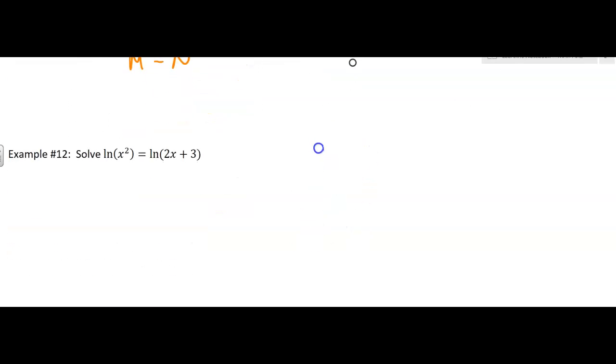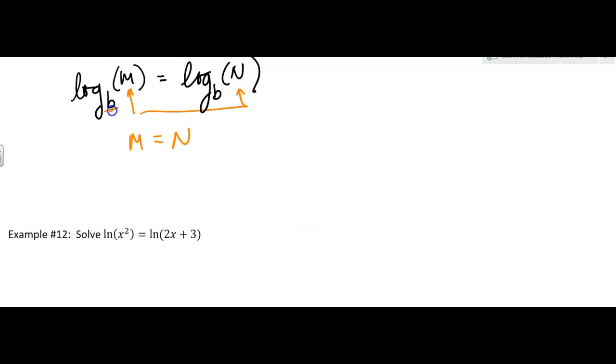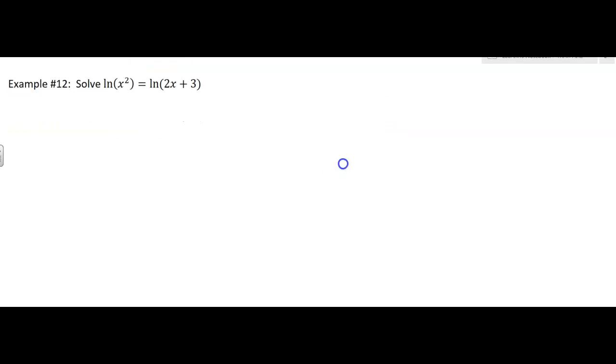So I think we have an example. Just a note, let me scroll back up. Those bases have to be the same. Okay, probably knew that. Okay, so here we have an equation.